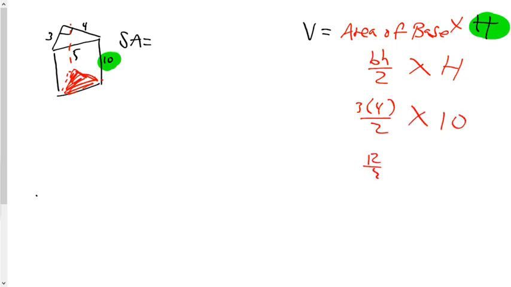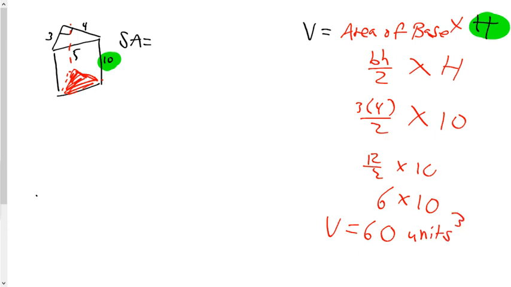12 divided by 2 times 10, 6 times 10. The volume is 60 cubic units. That's how much space fills that particular vessel. 60 cubic units of space.